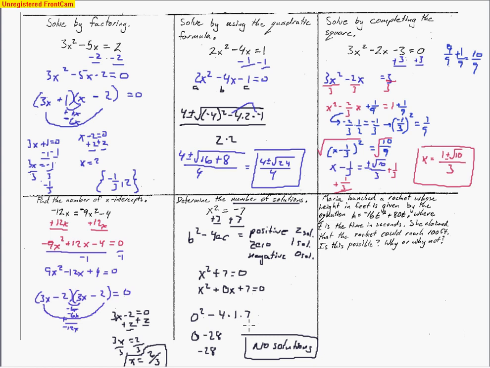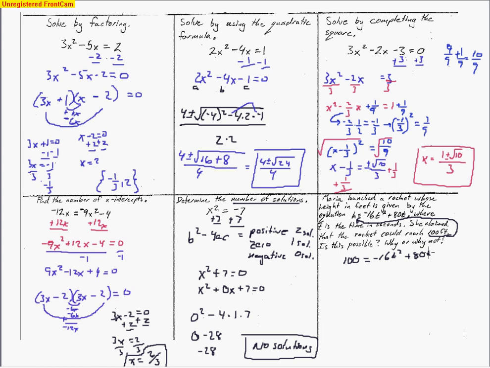Well, the last problem here talks about Maria launched a rocket whose height in feet is given by the equation listed there, where t is time in seconds. She claimed that the rocket could reach 100 feet. Is this possible? Why or why not? Well, all we're going to do then is take that 100 feet right there, and substitute it in for h, because h represents the height. So now we've got 100 equals negative 16t squared plus 80t.